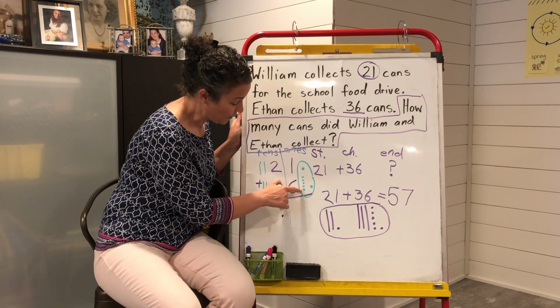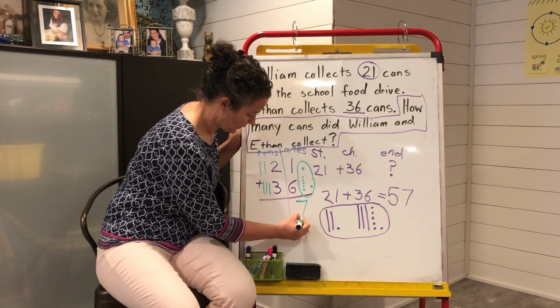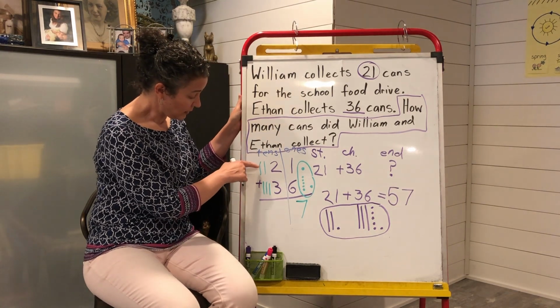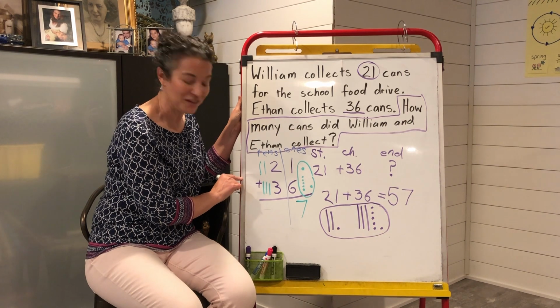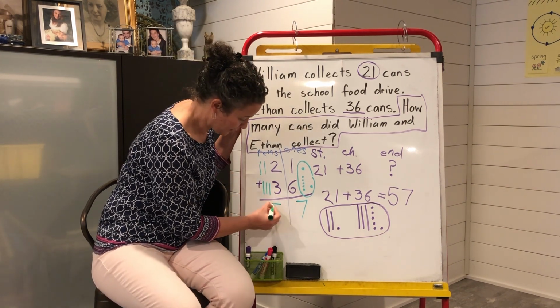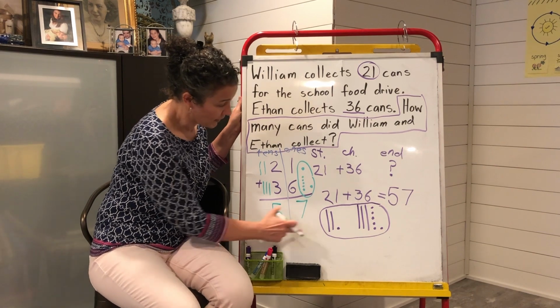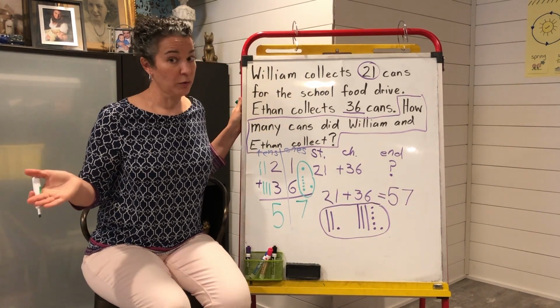Let's count it again. Ready? 1, 2, 3, 4, 5, 6, 7. And over here, we're counting our 10s. Ready? 10, 20, 30, 40, 50. Let's check it. 10, 20, 30, 40, 50. So my friends, we've got 57. We've got the same answer twice, so we know we're right.